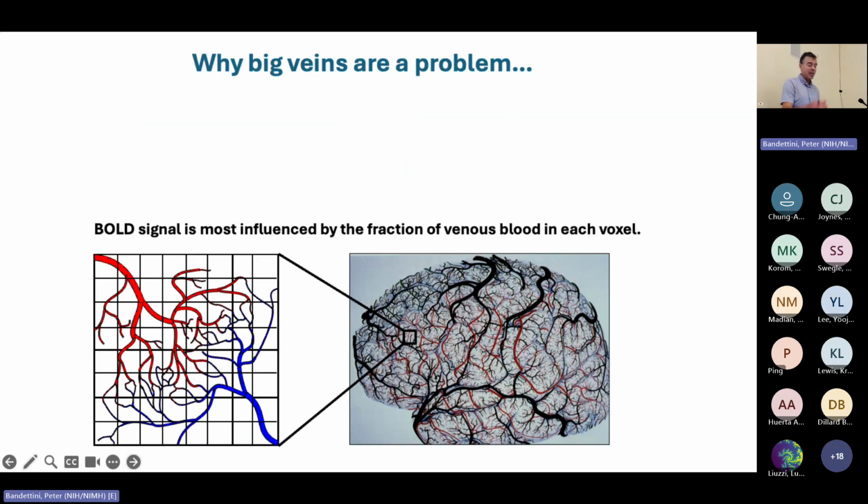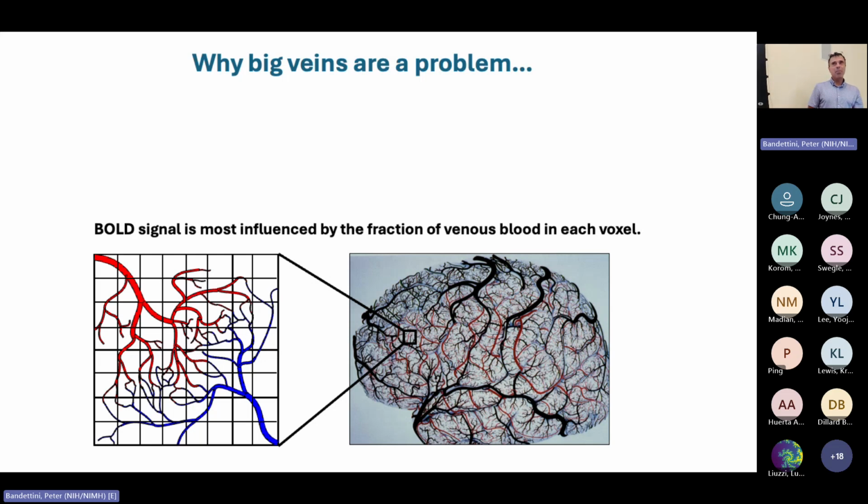But spin echo is sensitive to capillaries. This is what I want to bring out here: the BOLD signal is most influenced by not only the size of the vessel, that's important, but if you have a voxel that is filled with blood, that's of course going to give you the largest signal, because the BOLD contrast is most sensitive to the blood volume in each voxel. Some capillary voxels might just have 4% blood volume, but if you happen to sample a big vessel, it'll have 100% blood volume.